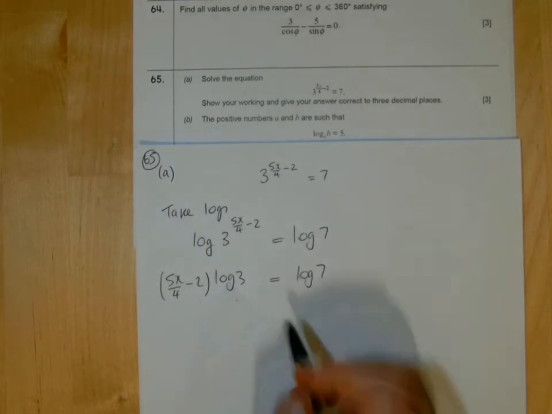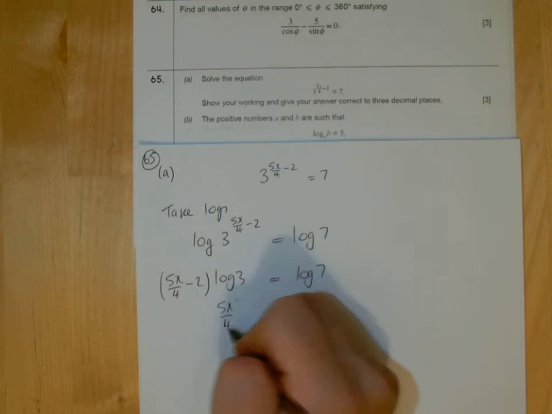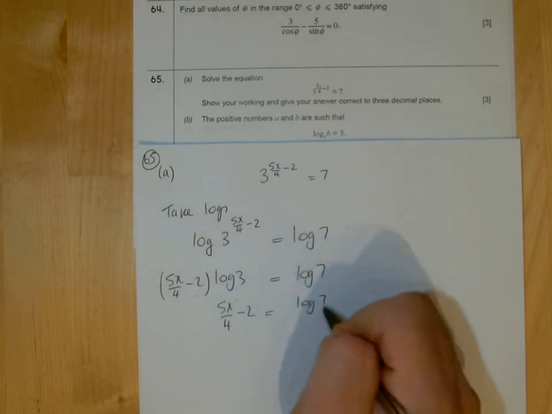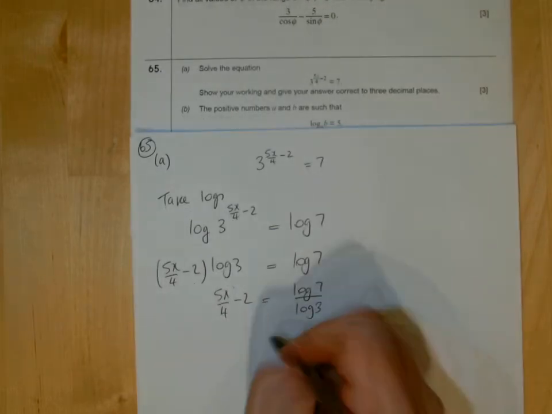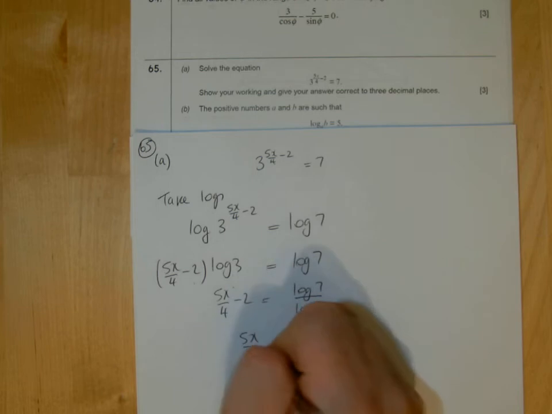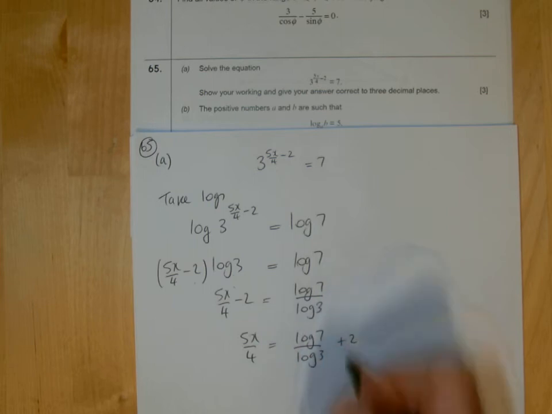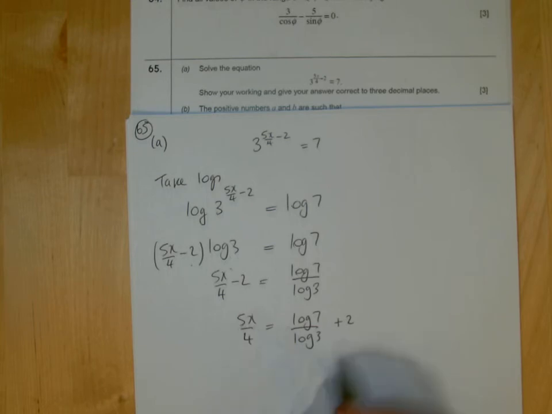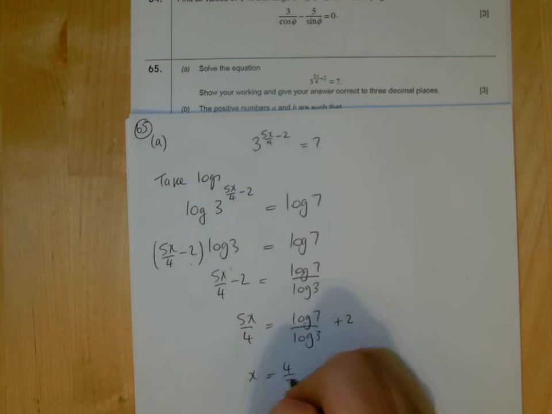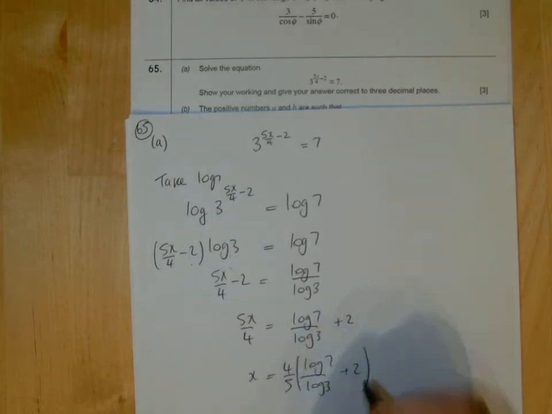Take that log 3 over the other side, because you're timesing that bracket by log 3, so take it over the other side. So it becomes log 7 over log 3. That minus 2 then needs to shift over. The other side becomes a plus 2. And then we just have to deal with this 4 and 5 fourths, so we take the 4 over and times, take the 5 over and divide. So we'll have a bracket 4 over 5 log 7 over log 3 plus 2.